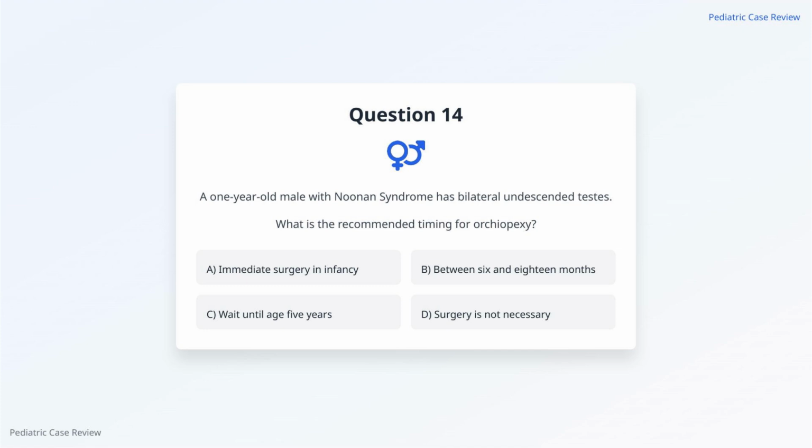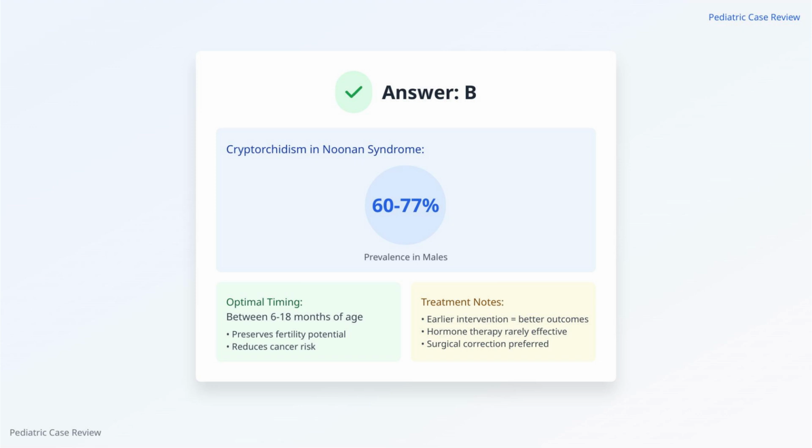Question 14. A 1-year-old male with Noonan syndrome has bilateral undescended testes. What is the recommended timing for orchiopexy? Option A, immediate surgery in infancy. Option B, between 6 and 18 months. Option C, wait until age 5 years. Option D, surgery is not necessary. The correct answer is B.